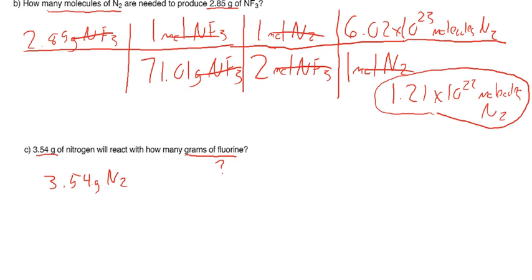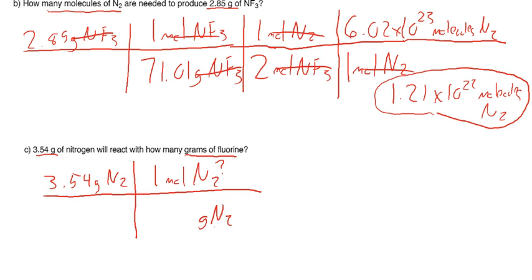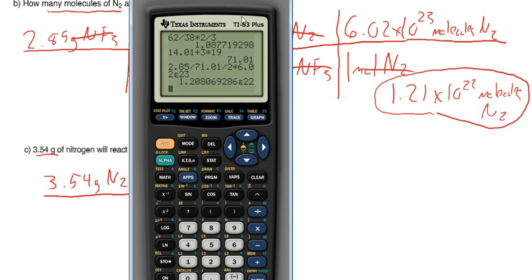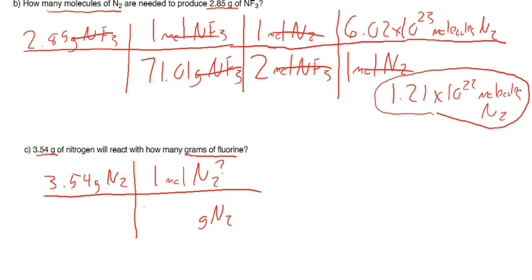So 3.54 grams of nitrogen, which is diatomic. I have to have grams of nitrogen here to cancel out, and that'll be 1 mole of nitrogen. Where are grams found? The mass on the periodic table. I know that 14.01 is the mass of one nitrogen atom, but it's diatomic, so N2, 28.02 grams. Cancel out my grams.